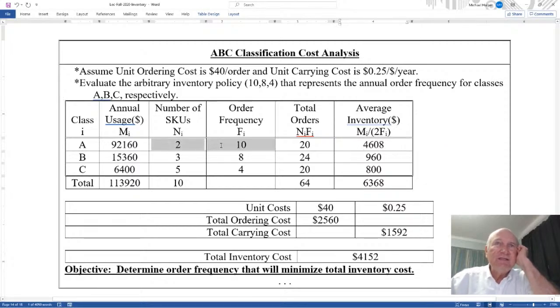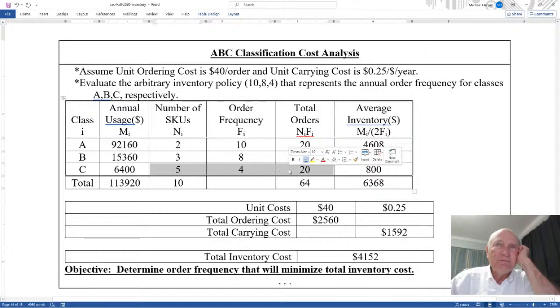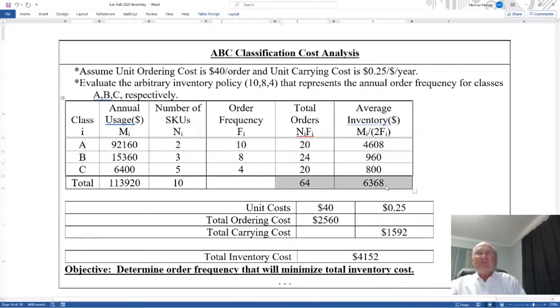So if I multiply each of these by 10, there's the total number of orders I'm going to have in that class. If I divide this by 10, that's my inventory. Divide that by 2, that's my average inventory for that class. I'm going to do the same thing for every class. 3 times 8 is 24, 4 times 5 is 20. The usage divided by the order frequency divided by 2 is my average inventory. I sum this up, and my total orders is this. My total average inventory in dollars is $63.68.